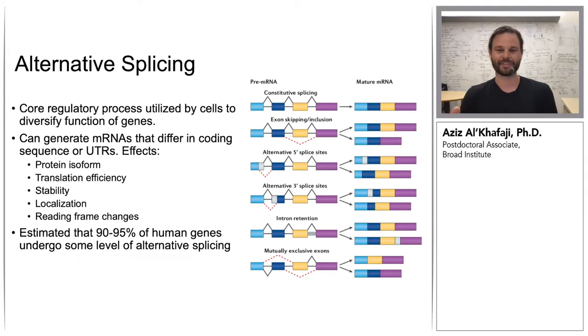Before diving into methodological specifics, I first want to provide some quick background. Alternative splicing is a core regulatory process used by cells to diversify the function of genes. During mRNA maturation, exons and introns are differentially spliced, and this generates mRNAs that differ in their coding sequence and/or untranslated regions. Ultimately, this gives rise to different protein isoform expression, changes in translation efficiency, mRNA stability, localization, and even reading frame changes. As well, it's estimated that greater than 90% of human genes undergo some level of alternative splicing, so it's very pervasive.